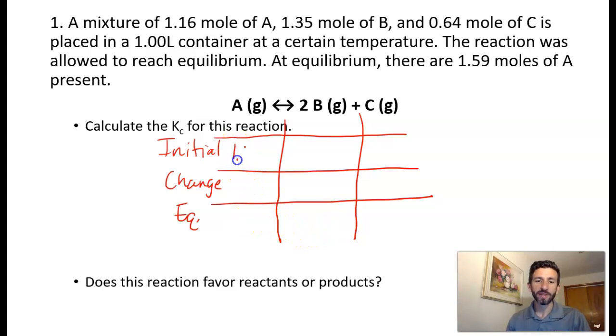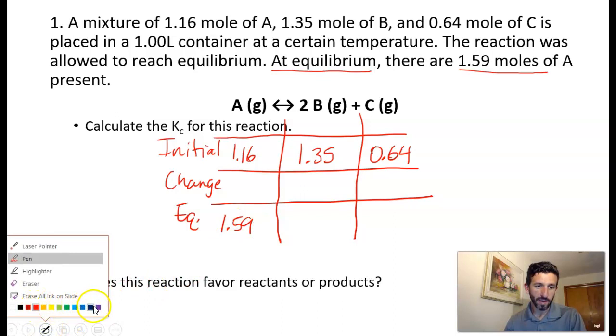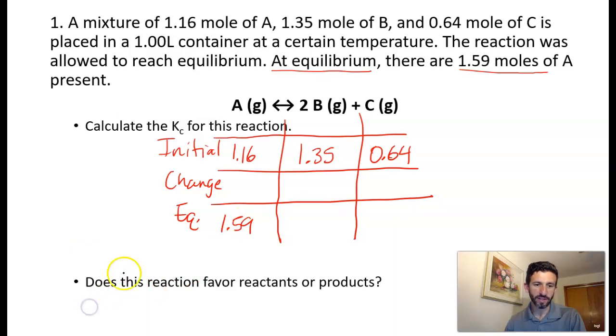So the problem tells us we have 1.16 moles of A to start out with, 1.35 moles of B, and 0.64 moles of C. I know that at equilibrium right here, I have 1.59 moles of A. At equilibrium, I have 1.59 moles of A, okay? So I'm going to change the color here so you can see what's happening. What I've got to figure out here is the change and then the equilibrium amounts of B and C.